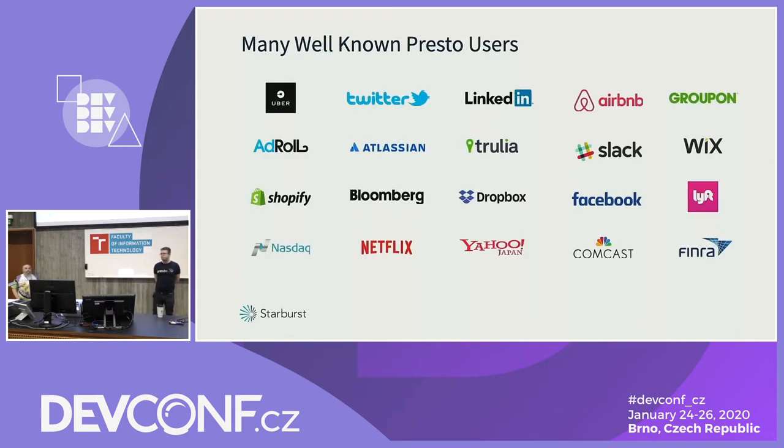There are a lot of companies that use Presto. A lot of them are web scale companies. Obviously, the most famous one is Facebook, but there are also other ones like LinkedIn, Twitter, Yahoo, Netflix, and so on. We will get to more details later on when I describe the scale at which they run Presto.